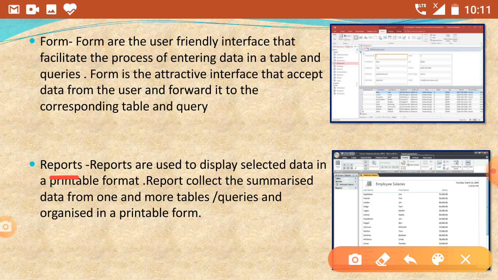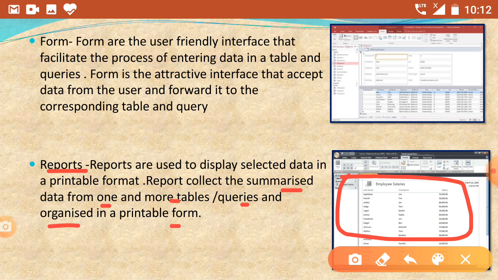Next is report. Reports are used to display selected data in a printable format. What is the meaning of that? Suppose in a table we want a student record in print form. We want a student record in print form. Then we will use the report option. It collects the summarized data from one or more tables or queries and organizes it in a printable form. It means that it summarizes a table.